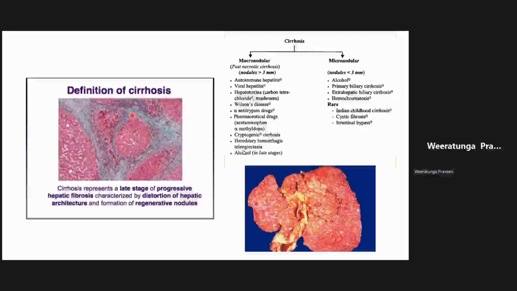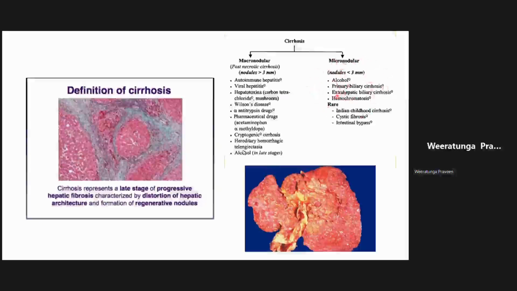Right. So there is fibrosis, there is distortion of hepatic architecture, and there is formation of regenerating nodules. Now, what is useful for MCQs sometimes is to know pathologically some causes of cirrhosis from a macronodular picture, right? Macronodular, and some form of micronodular picture, right?